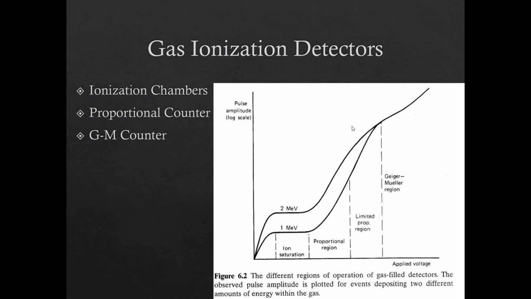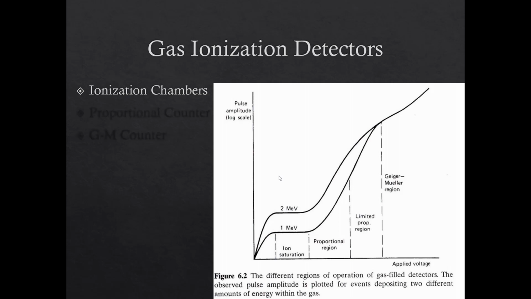This is another way of representing the same graph where you have the recombination region here, the ion saturation or the ionization chamber region, the proportional region, that limited proportional region. So typically chambers don't necessarily operate in this region. And then you have the GM region. The reason why I have this particular graph is just to show the difference between the various energies that you could have. So although you have the same type of curve, what you're seeing is a split and you're having a higher pulse because of the higher energy associated with that beam.